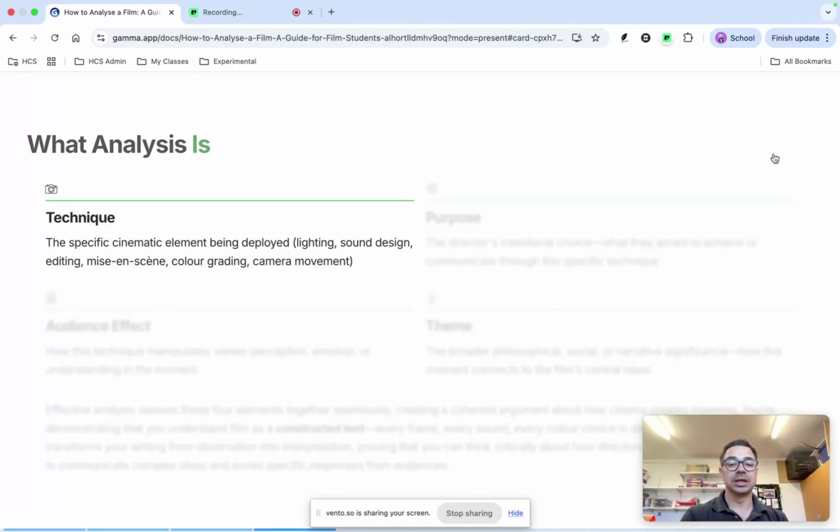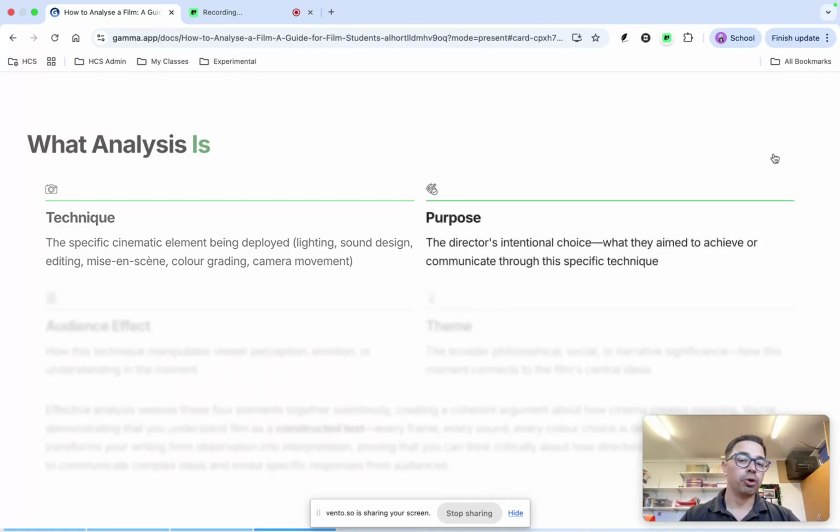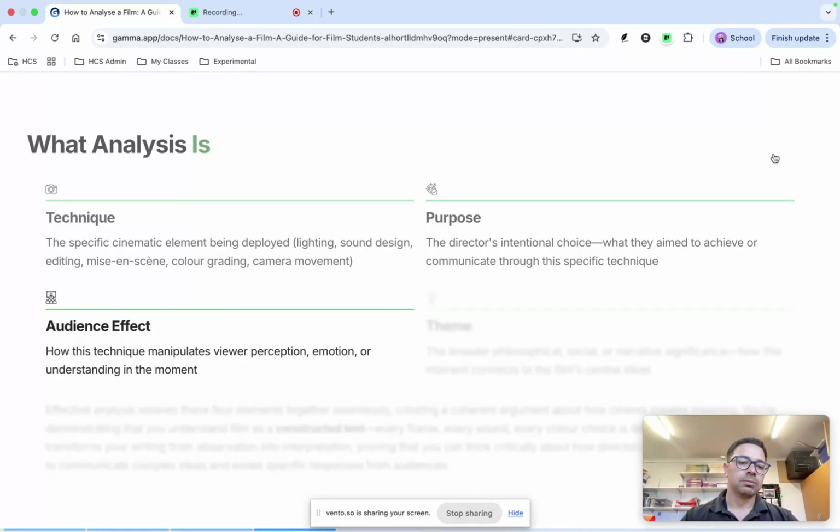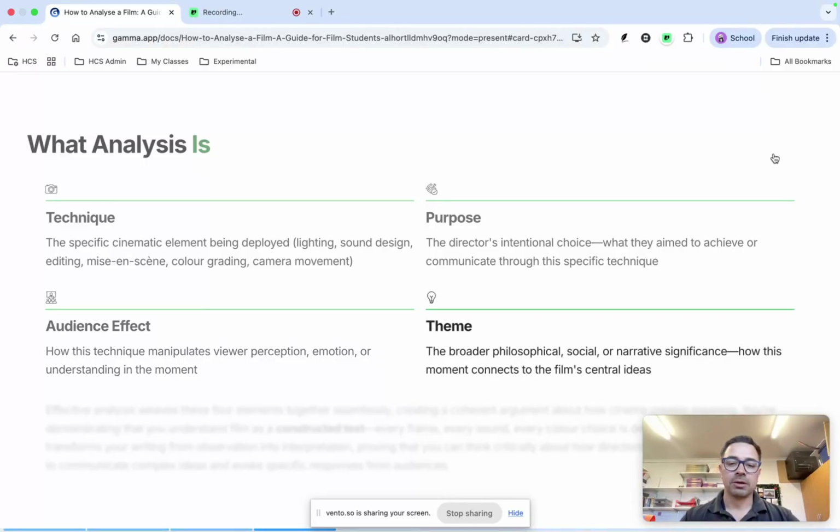We go into technique. So we're talking about lighting, sound, color, props, camera movement, camera angles. Then we go into purpose. What was the director's intended purpose? Why did they choose this? What are they trying to communicate to us through this technique? Then, for audience effect, what effect did it have on the audience? Okay, how did it manipulate or encourage the audience to see certain things, to understand certain things the director was trying to convey?